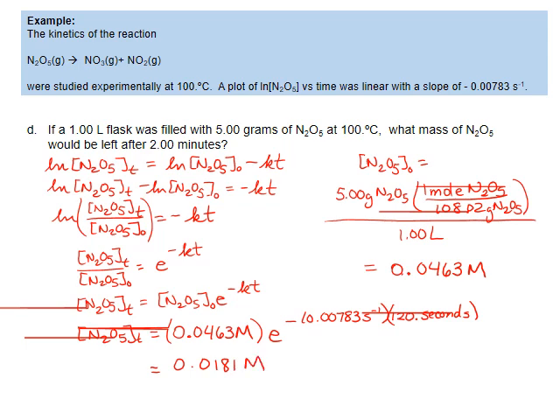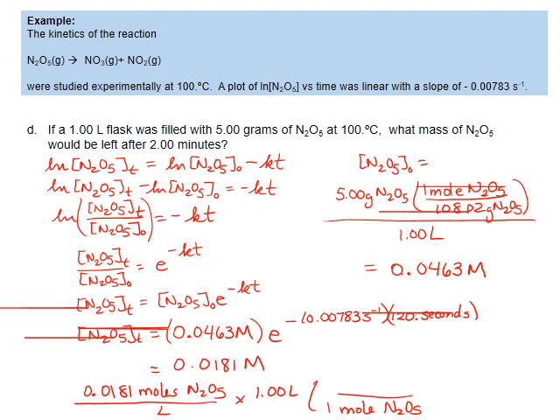The question actually asks for how many grams of N2O5 that is. So if we take our 0.0181 moles of N2O5 per liter, multiply by the fact that we have 1 liter, and then also multiply by the molar mass of N2O5, we end up with 1.95 grams of N2O5 as our final answer.